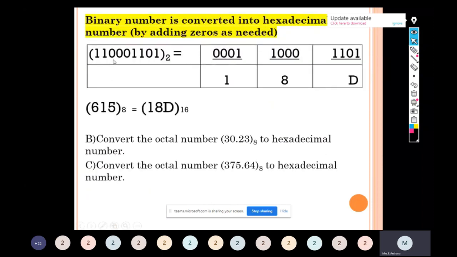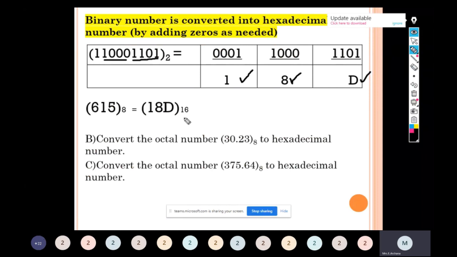So starting from LSB, combine together 4 bits. So we will get the answer as 18. Yes, this is by the usual procedure. First, 1101 belongs to one group, 1000 belongs to another group. One more 1 is there, so we have to add 3 zeros at the left, so 0001. So the answer will be 18D.